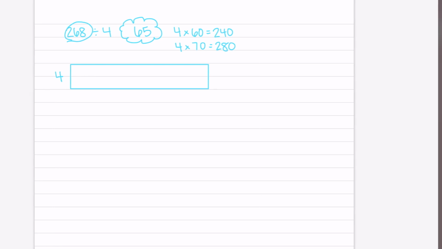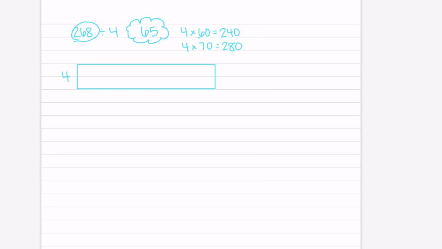Previous to this, when I was making my estimate, I saw that 4 times 60 is 240, and I'm going to use this as a place to start. So if I have a rectangle that's 60 in length and 4 in width, I know that that's 240. Okay, well, I have 268 as my total area, and I just created my rectangle for 240, so I'm going to take that away from my total. So I'm now left with 28.